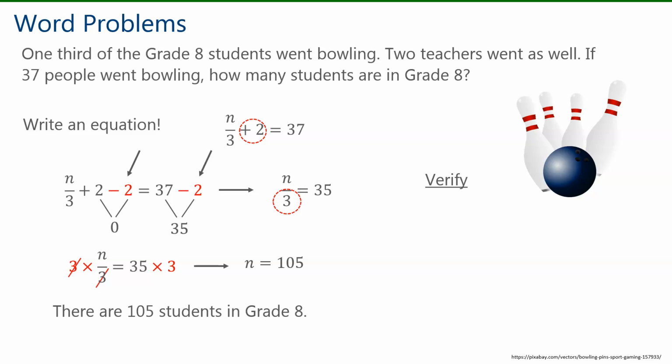We can verify this solution by substituting 105 back into the equation. So 105 divided by 3 is 35, and 35 plus 2 is 37. The left-hand side equals the right-hand side, so 105 is the solution to the equation.